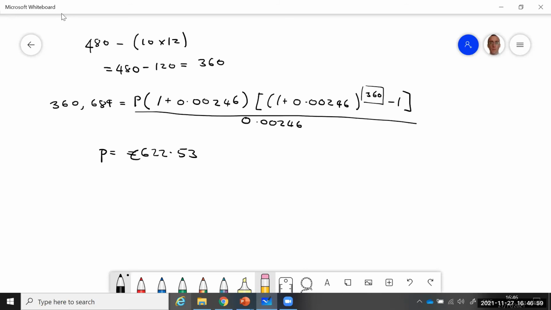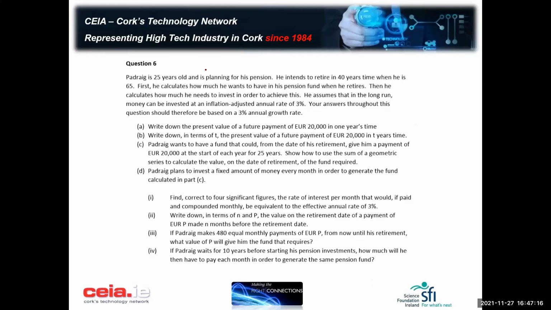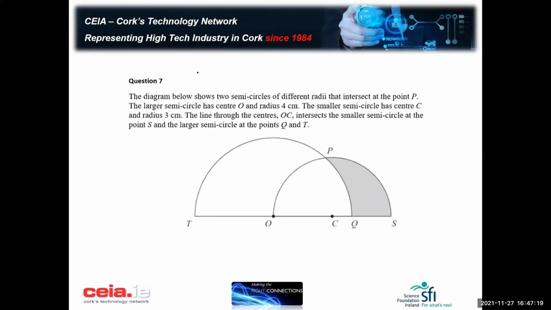So that's why I like the financial mathematics part of the course, because there's definitely a practical, real world implication or reality to it. Okay. So question 7.